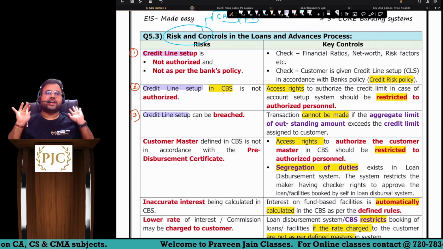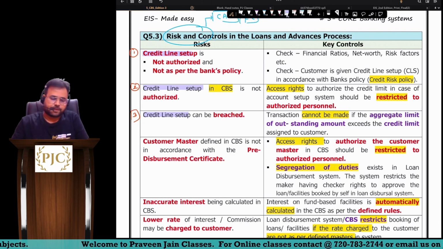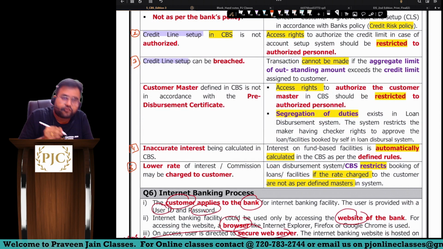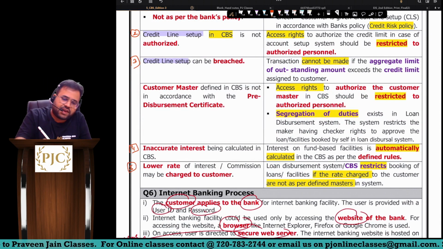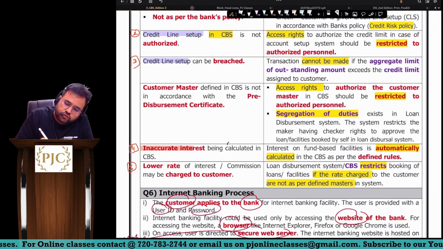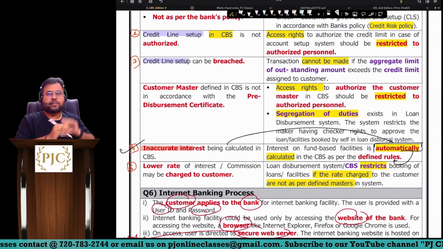1, 2, 3 is focusing on credit line setup. I hope this is easy to remember, sir. 3 points are covered here. Then 4 and 5. If you remember, in the mortgage case we have seen that interest was calculated inaccurately. Sir, the solution for that was that it should be calculated automatically based on the defined rules. So this part is over, sir.